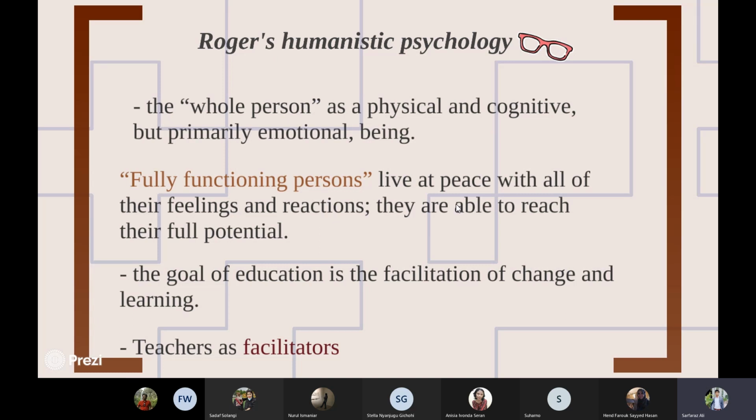So he also focused on the teacher's behavior, and he also described some important characteristics of teachers: how a teacher should behave in the class, what kind of character he should have while teaching, and how he should behave with the students. So, fully functioning persons: he wanted to convey this message, that they live at peace with all of their feelings and reactions. They are able to reach their full potential.